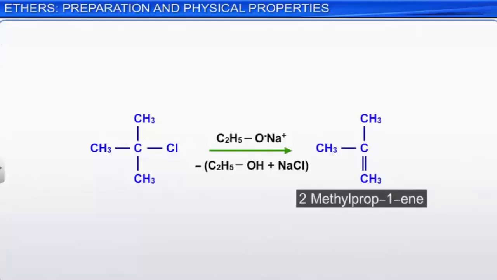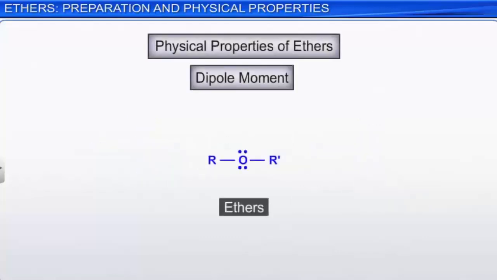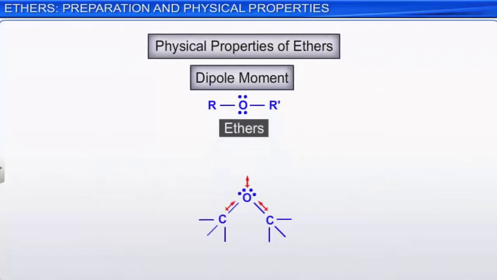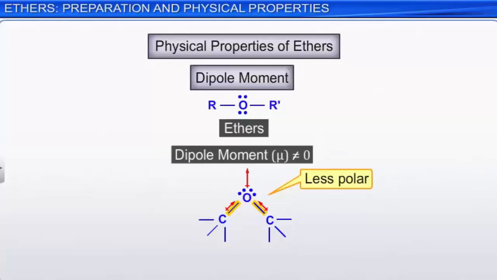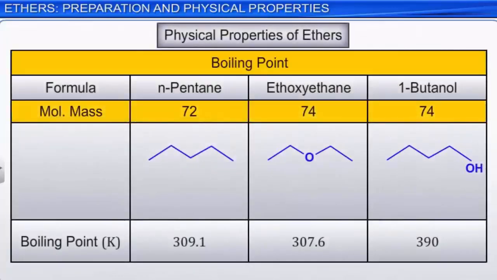Let's consider the physical properties of ethers. Ether molecules have a net dipole moment. The carbon-oxygen bonds are less polar and arranged in space such that the dipoles do not cancel. However, ethers cannot participate in intermolecular hydrogen bonding with other ether molecules. The boiling points of ethers are similar to the boiling points of alkanes with comparable molecular masses.